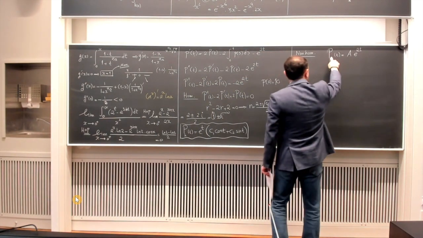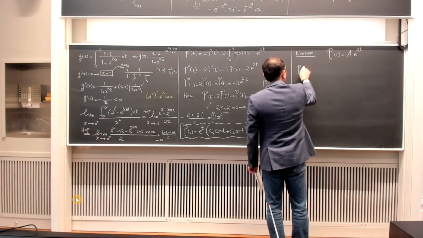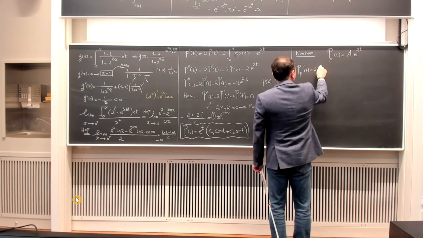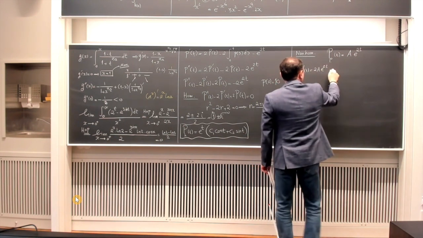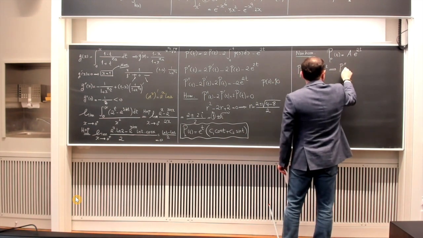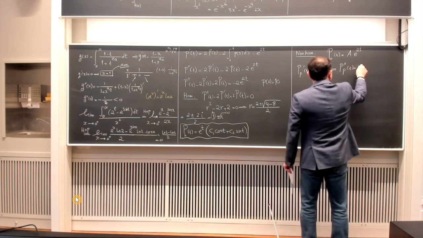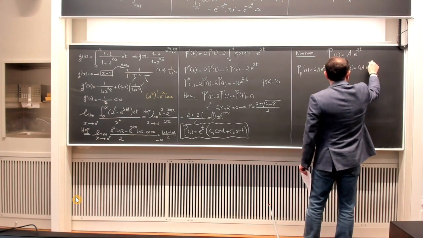So what I do, I start calculating p prime. It becomes 2A e to the power 2t, and I calculate the second derivative. It becomes 4A e to the power 2t.